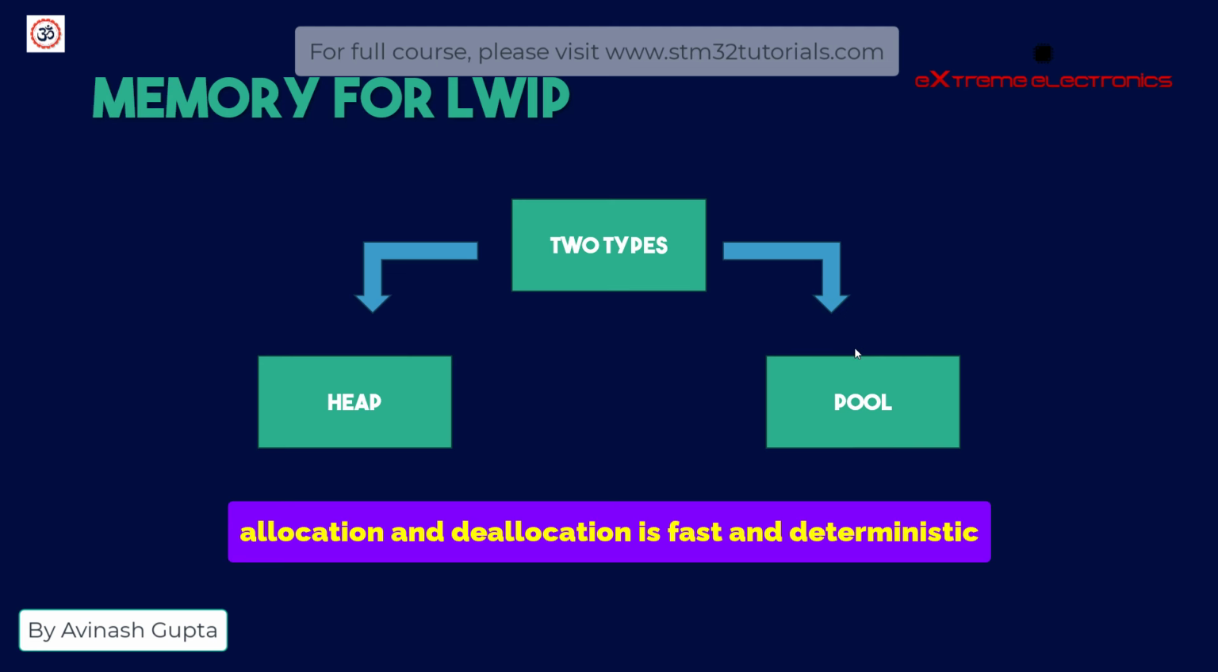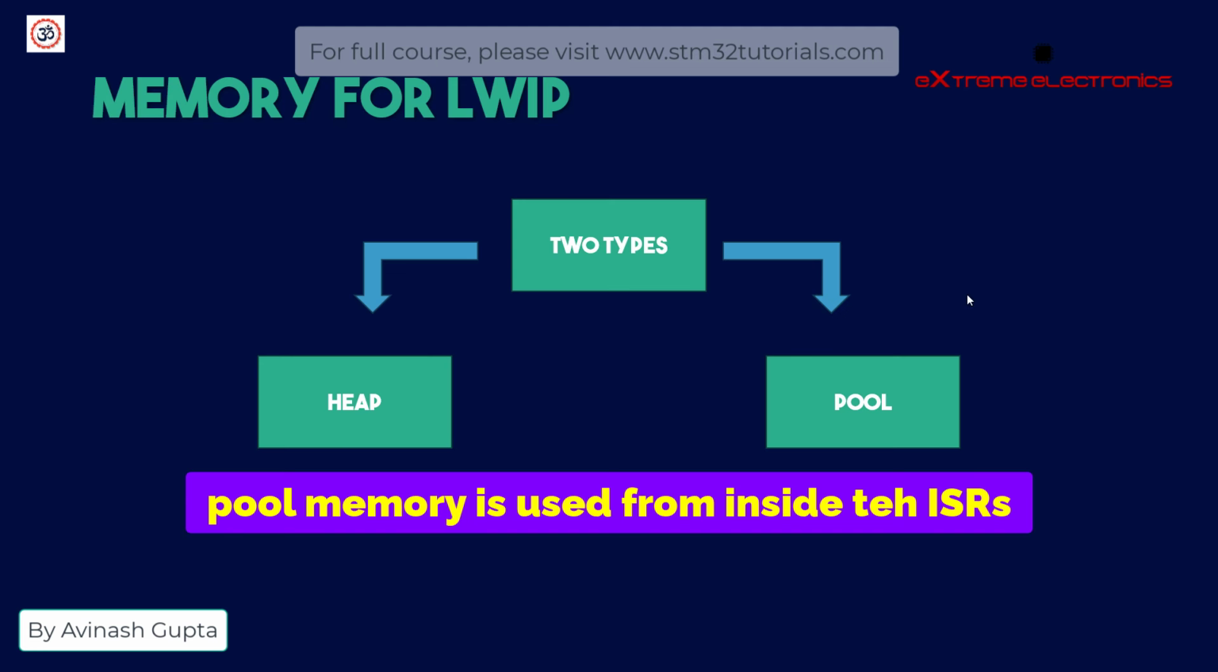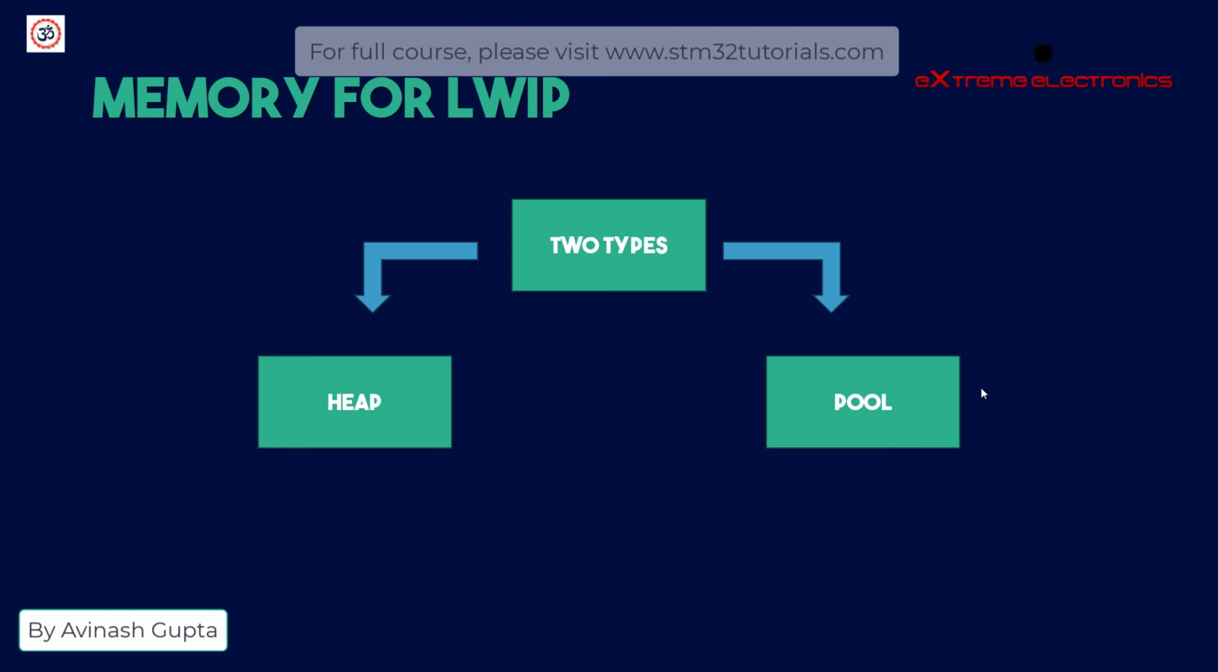The allocation and deallocation using pool memory is very fast and deterministic, while heap memory allocation and deallocation is not deterministic and not fast enough. So generally pool memory is used to allocate memory from inside ISRs, or interrupt service routines, because we need fast and deterministic performance inside an ISR, while heap memory is generally used to allocate memory from user level tasks. So lwIP uses pool memory for incoming packets and heap memory for outgoing packets. Whenever we try to send something through lwIP, it allocates the packet using heap memory and then places the data in that memory for transmission through the lwIP stack.